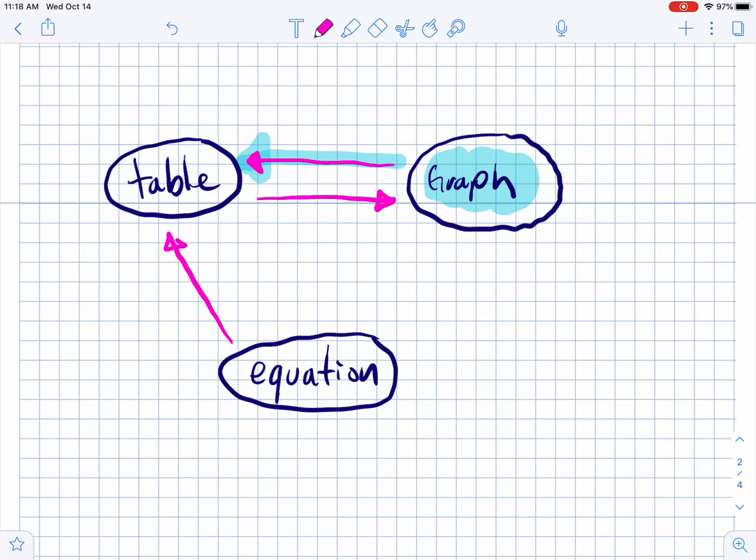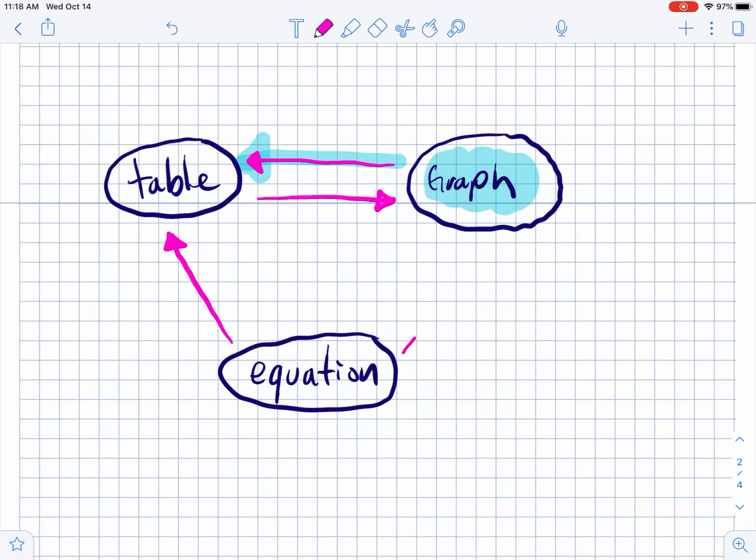Given an equation, you could turn it into a table. The way you would do this is just pick some x coordinates, throw them into the equation, and see what y coordinates come out of them. So you could build a table up for sure.